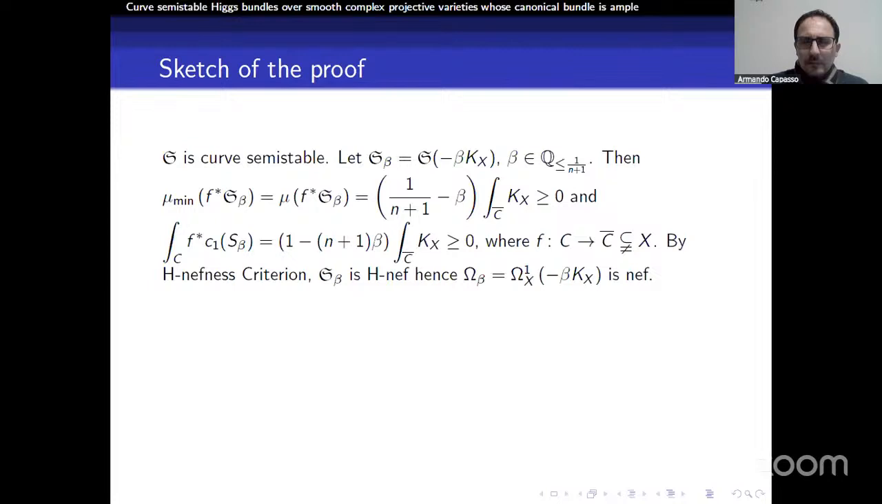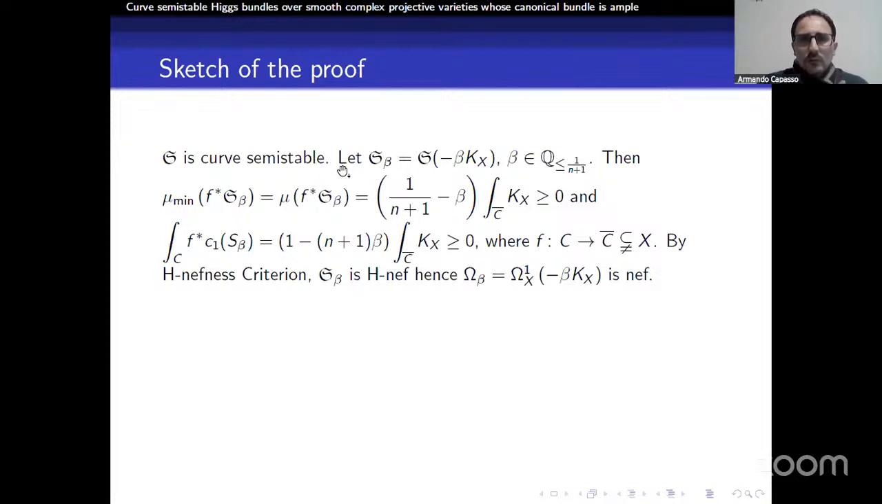I prove that the slope of the Simpson system is greater than the slope of the Higgs quotient bundle of it. So this is semistable over the generic curve. It is semistable. This is in general. Second step, if I assume that the Guggenheimer-Yau inequality is saturated, then it is also curve semistable. This concludes the first step.